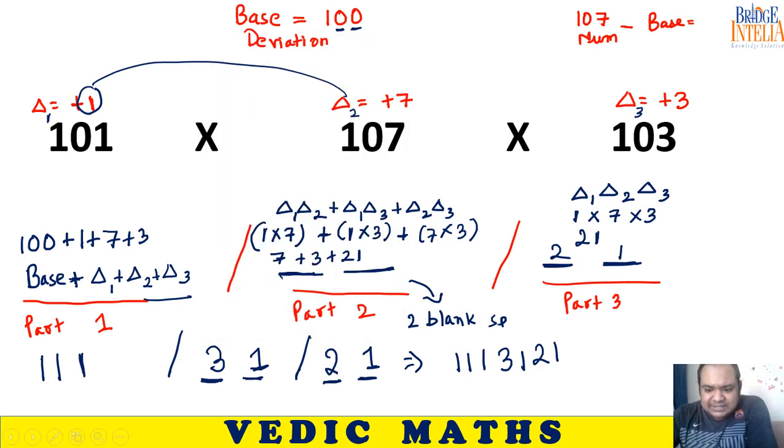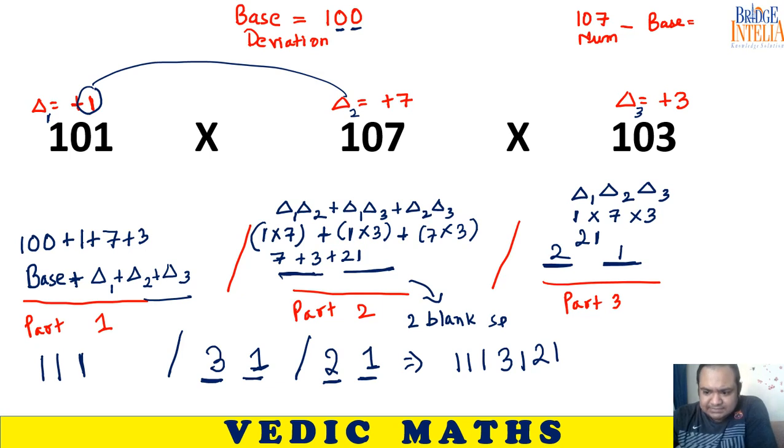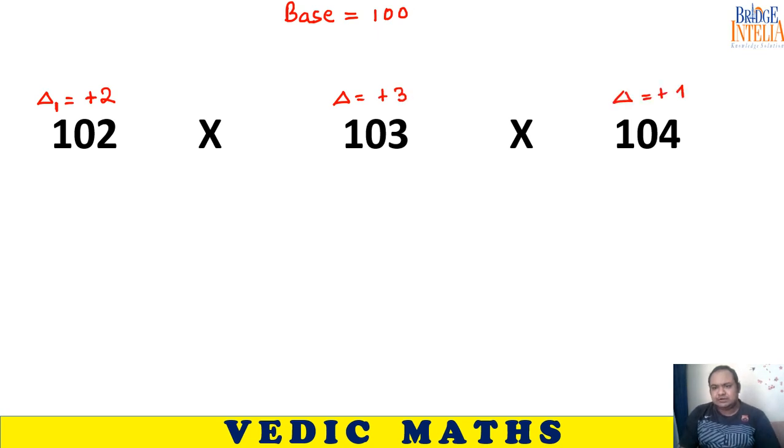Let's move to next one, so let's take another example. Unless you solve 2-3 such questions, you will not get the grip of it. So here again, all the three numbers are very close to 100. So base is 100. Let's focus on the deviation. Deviation of first number is plus 2. Don't forget the sign, plus 2. Here deviation is plus 3. And similarly here deviation is plus 4.